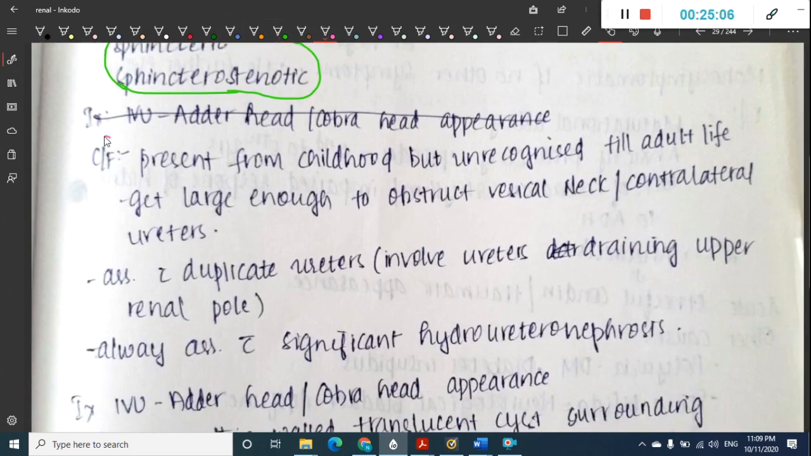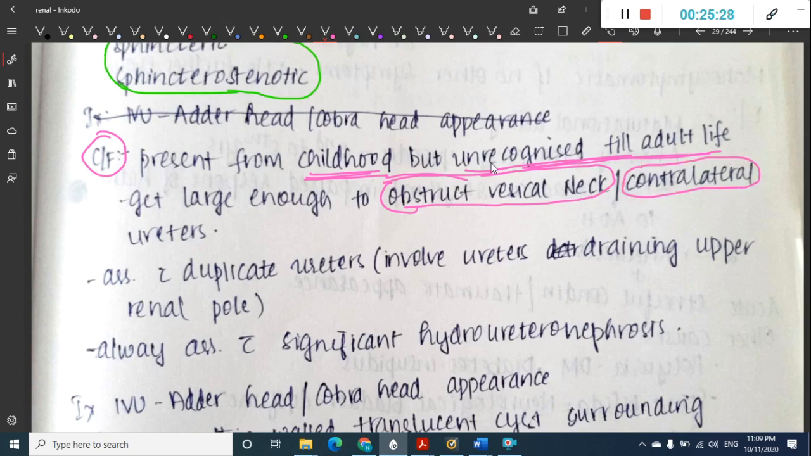This ureterocele may be present from childhood, but sometimes it can also be unrecognized till adult life. It may get large enough that it will obstruct the vesical neck also. Sometimes it will even obstruct the vesical neck, and sometimes it can even obstruct the contralateral ureters also. This ureterocele is associated with duplicate ureters.